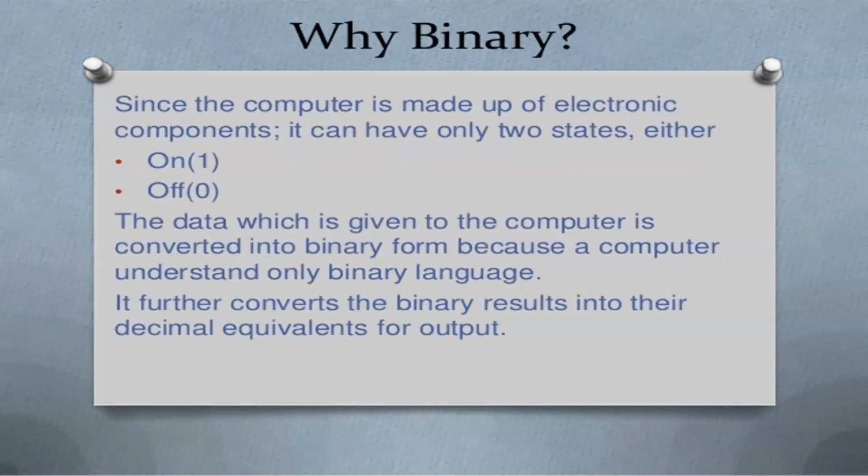Now, why do we use binary? We had given the reason here because the computer has circuits. Circuit has two states, on and off. On state is a 1, off state is a 0. So hence computer works with a binary number system.